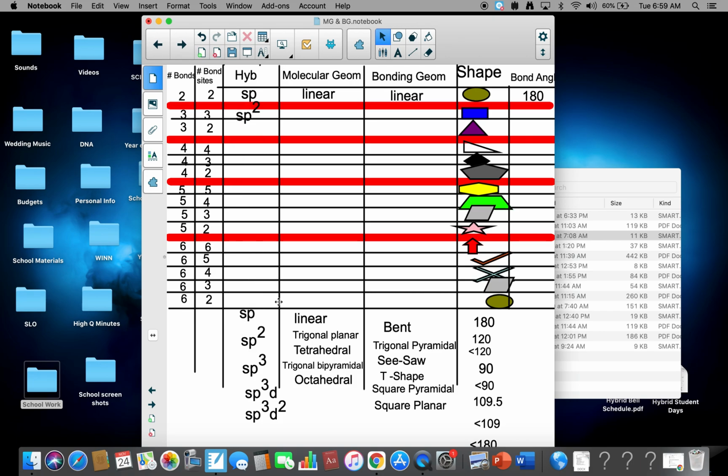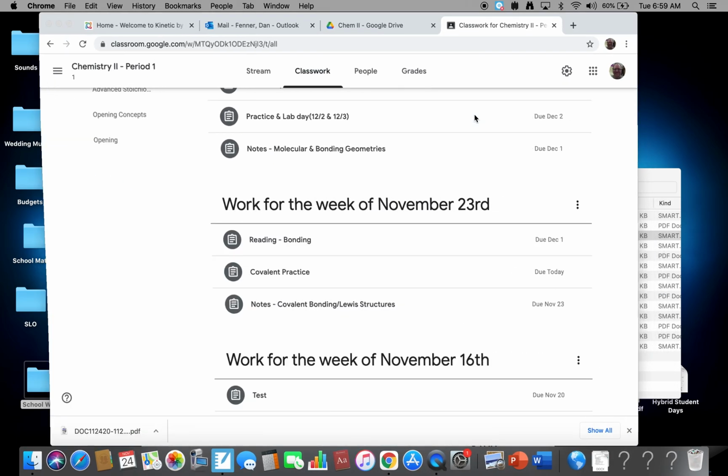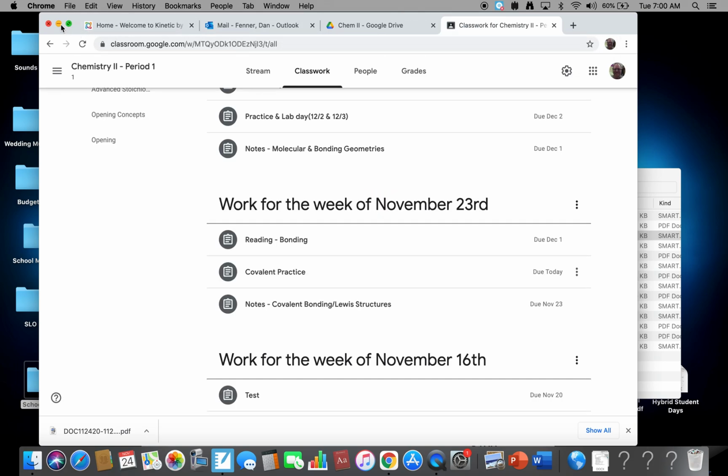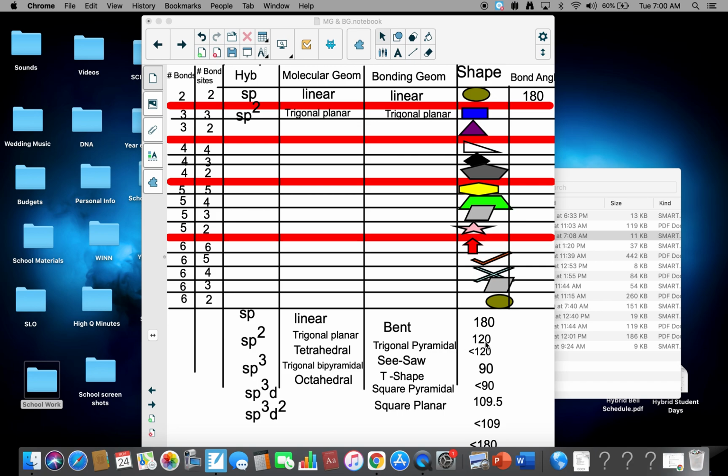And then 3 bond sites, 3 bonds. Molecular geometry is trigonal planar. Whenever the bond sites and bonds are the same, the molecular geometry and bonding geometry are always the same. And look at the shape there. You can see it's a 120-degree bond angle here. Close that up. And so we're exactly 120 degrees. Oops, I didn't grab it. Sorry about that. There it goes.